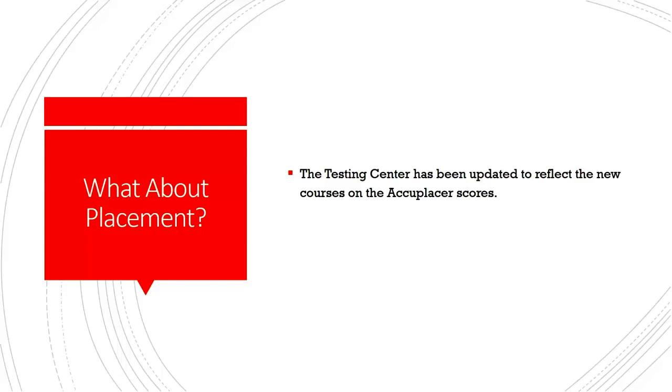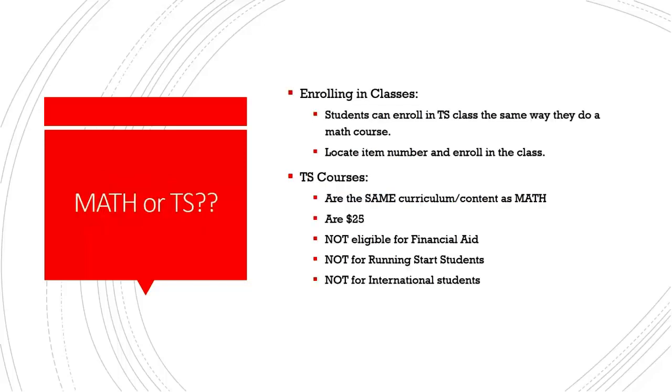So Testing Center has been notified. The students who take the AccuPlacer now, the new math classes show up. So it won't say student placed in 80 anymore. It'll say whatever it is, 76 or 86, whatever they place into. So that's been taken care of.